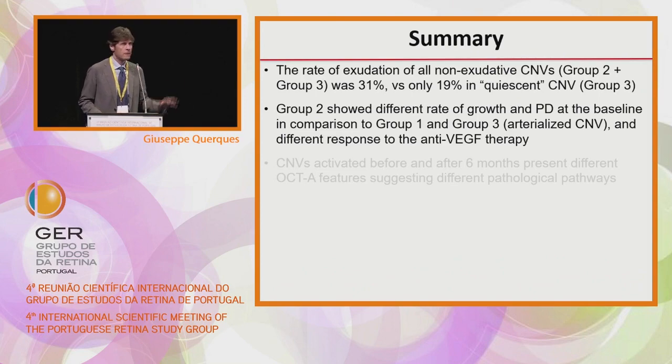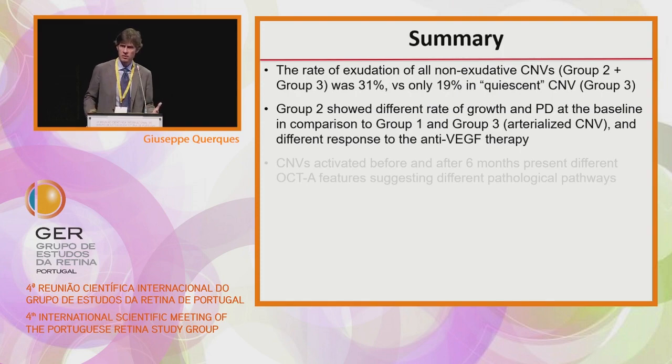So this is my summary. It seems that group 2 neovascularization, which at the beginning is not exudative but shows exudation before 6 months, is probably just detected by chance before development of exudation. And thanks to OCTA, we can somehow predict the chance of developing exudation and also adapt our rate of follow-up in these patients.